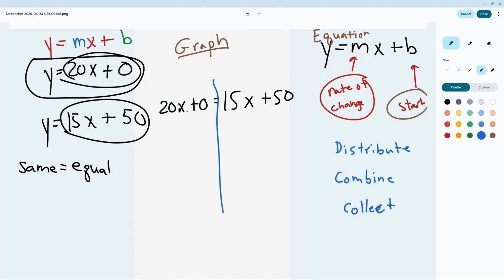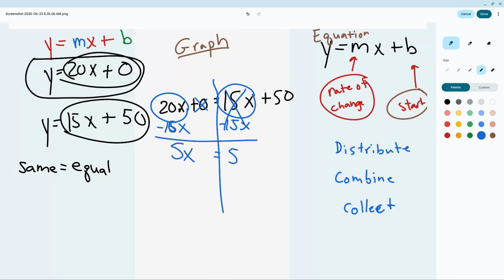Yes, I need to get these variables all to the same side of the equal sign. Now, which one do I suggest we get rid of? The smaller one, right? So I would say minus 15x, and I would minus 15x. Those cancel out, so now I just have 5x over here. This is 0, so I don't even need to write it, is equal to 50.